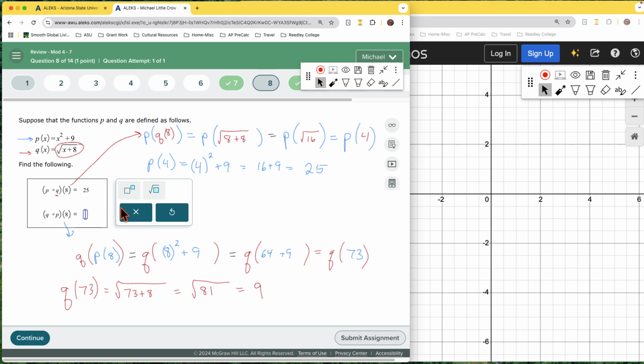Notice it's a different answer. So order of operations is very important on how we do these. But that's a basic composition of numbers, plugging in a value, getting it.